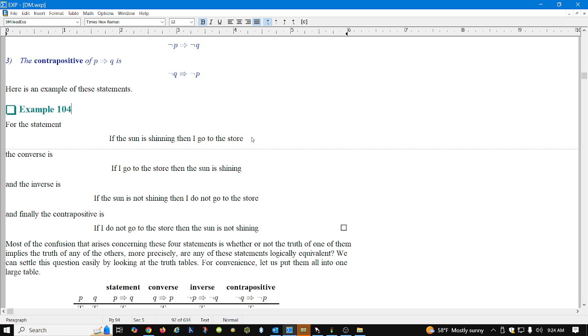It's tempting to read something into that statement that's not there. And what is it that it's tempting to read into it? The converse. Some people will interpret this statement, if the sun is shining, then I go to the store, as a biconditional: the sun is shining if and only if I go to the store. So they will just manufacture this idea that this statement implies that if I go to the store, the sun must be shining, and that's simply not the case.